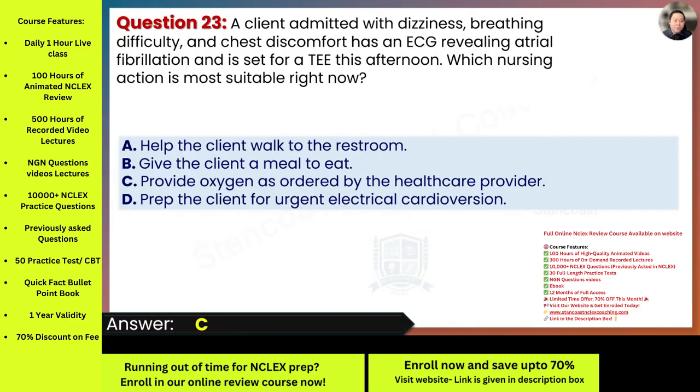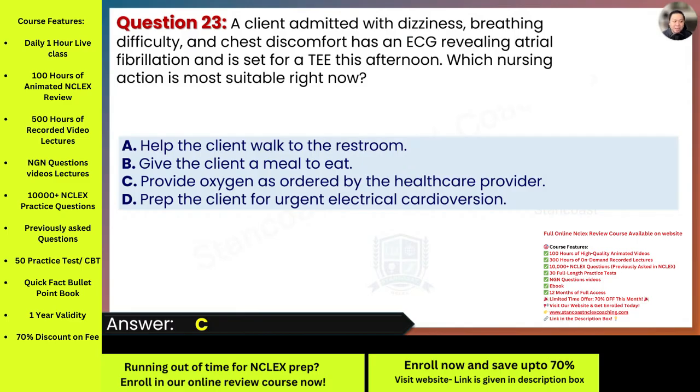And so we don't have a better answer than administering O2 to help increase the patient's oxygen saturation. This will help relieve the dyspnea and stabilize the client further while we are waiting for the diagnostic test, the TEE, to be done. It's a very simple, immediate, effective intervention to support the client while they are unstable. I want you to go back to the question stem. The client is already reporting dizziness, breathing difficulty, and chest discomfort. These are all signs of hypoxemia, so you should point out right away that the client needs supplemental O2.